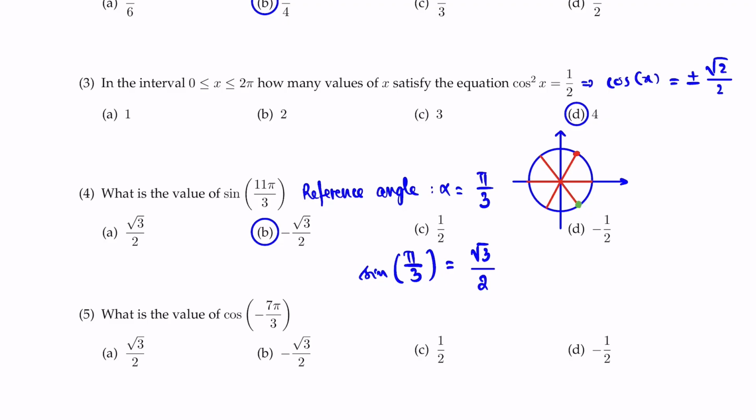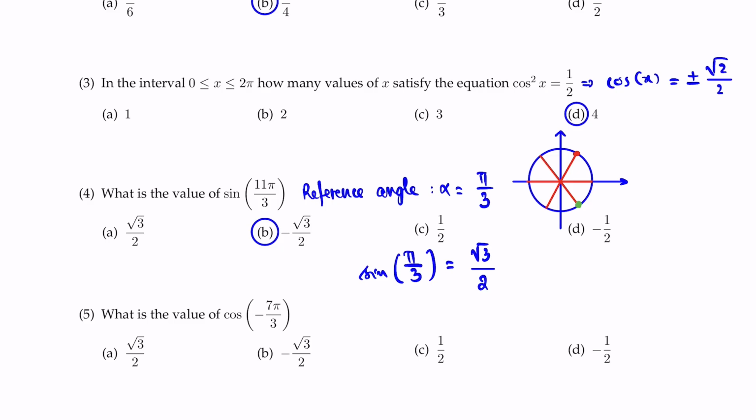It's located in the fourth quadrant, right? And use the reference angle to calculate sine of pi over 3, which gives you the square root of 3 over 2. And again, the angle 11 pi over 3 is in the fourth quadrant. Therefore, sine of 11 pi over 3 should be a negative number, negative square root of 3 over 2.